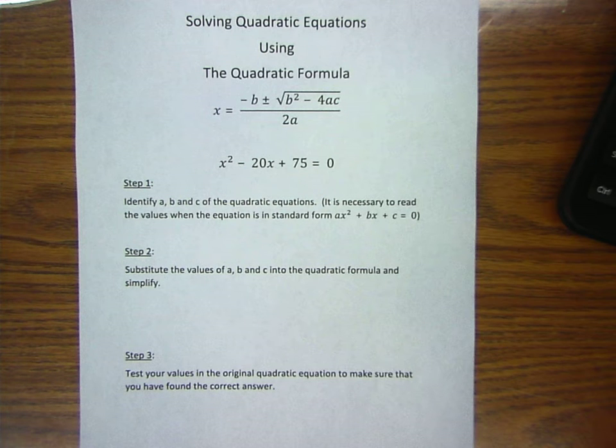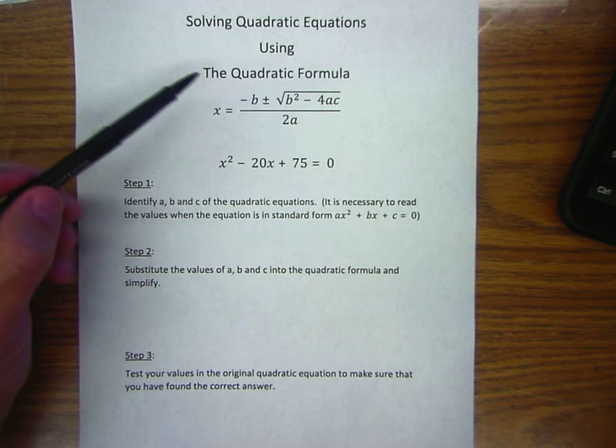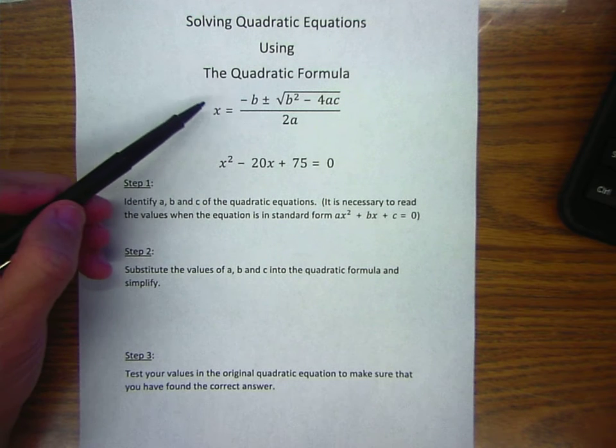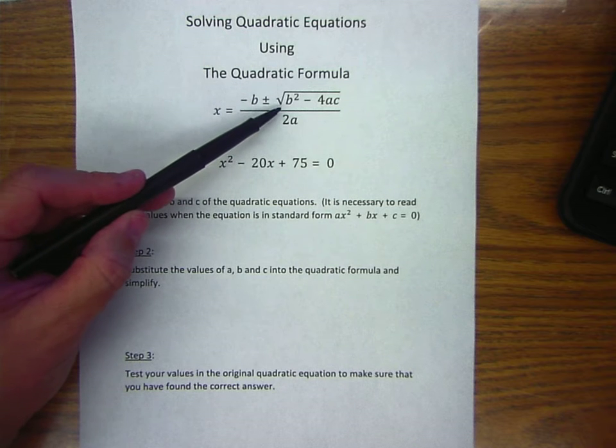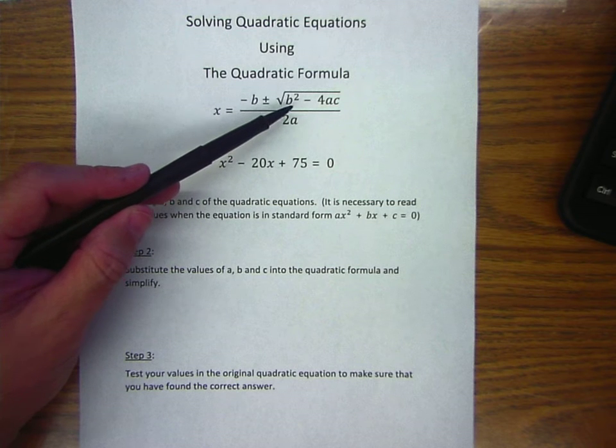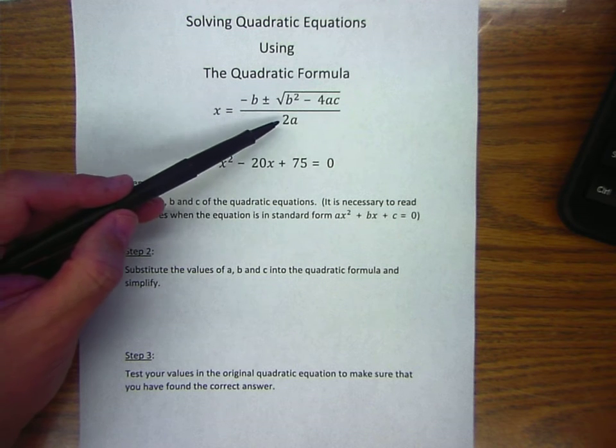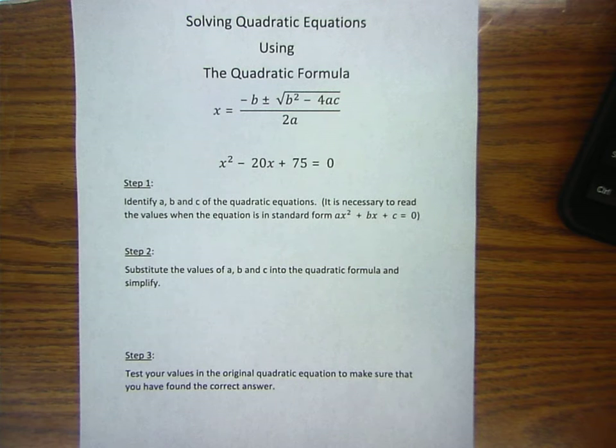Okay, we're going to solve the quadratic equation this time by using the quadratic formula. The quadratic formula is as follows: x equals negative b plus or minus the square root of b squared minus 4ac, 4 times a times c, all over 2 times a. Go ahead and stop the video and write down these notes that you see here on the screen. Please leave space so that you can write information in between each step.